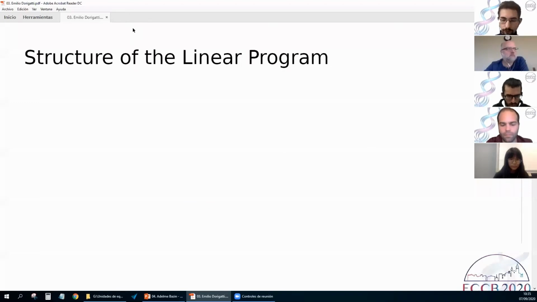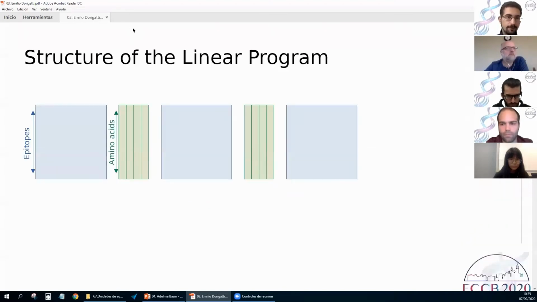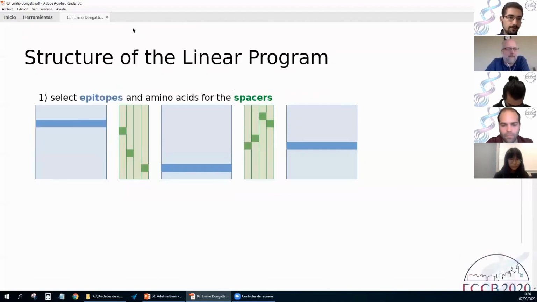To go into more details about the structure of the linear program, we have binary decision variables for every epitope in every position and for every amino acid in every position of every spacer. In this example, we have a vaccine with 3 epitopes and 2 spacers with 4 amino acids each. Any given choice of these decision variables will give us a specific vaccine with certain epitopes in certain positions and a spacer constructed in a certain way.